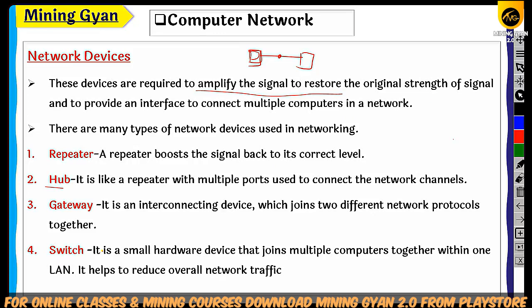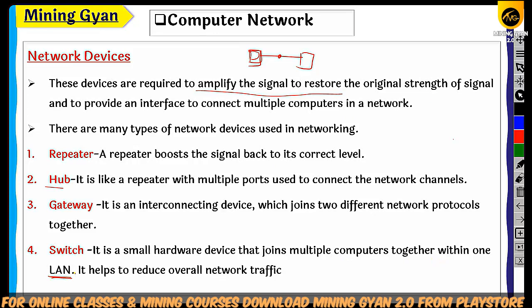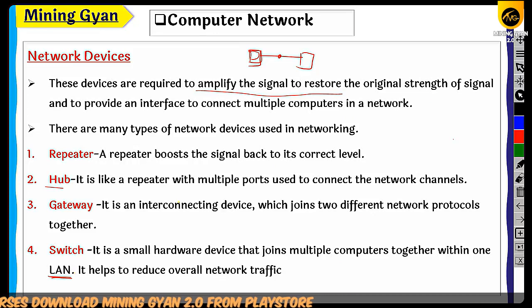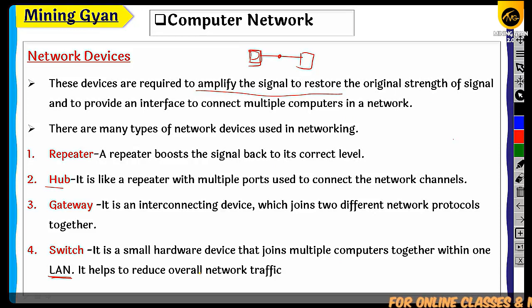Then the fourth one is the switch. It is a small hardware device that joins multiple computers together within one LAN. Basically, the switch is a hardware device that joins multiple computers, which can be used to join multiple computers within one LAN. A switch can be used within the same local area network. It helps to reduce overall network traffic. So a switch is used to reduce traffic.